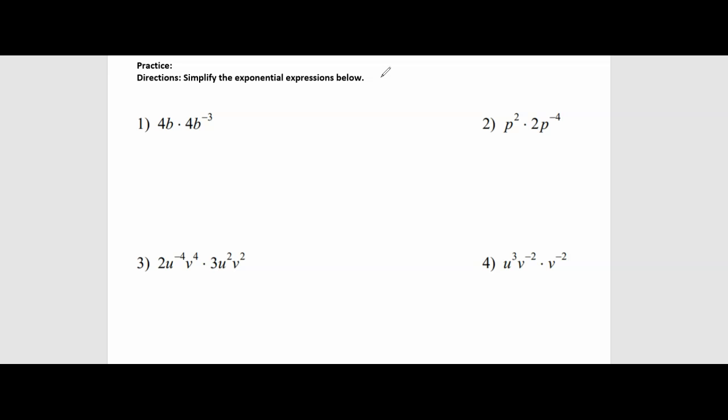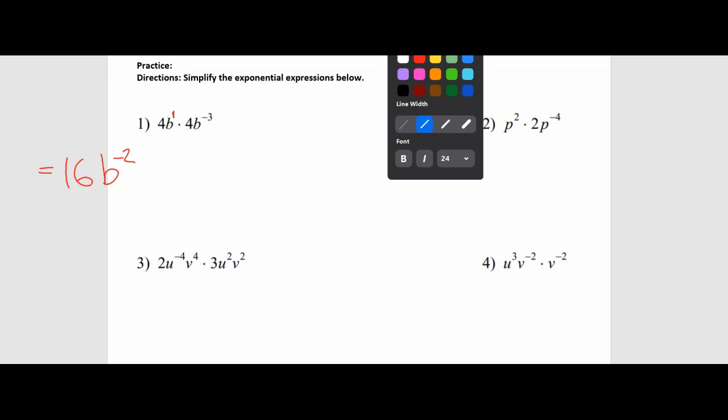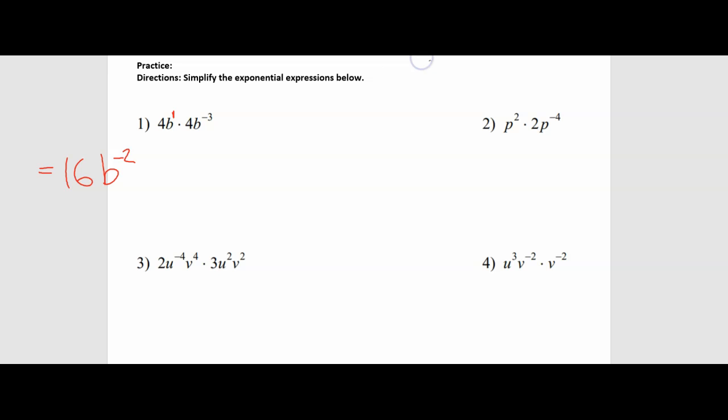So if I apply this product rule, I'm going to multiply the 4's together to get 16. I'm going to add the exponents. Remember, this exponent on the b is 1. So 1 plus negative 3 gives me negative 2. Now, because I've done all the simplifying, I'm just going to change this to an expression with positive exponents. So let's just put everything over 1. Let's make it a fraction, because I think that'll be helpful.